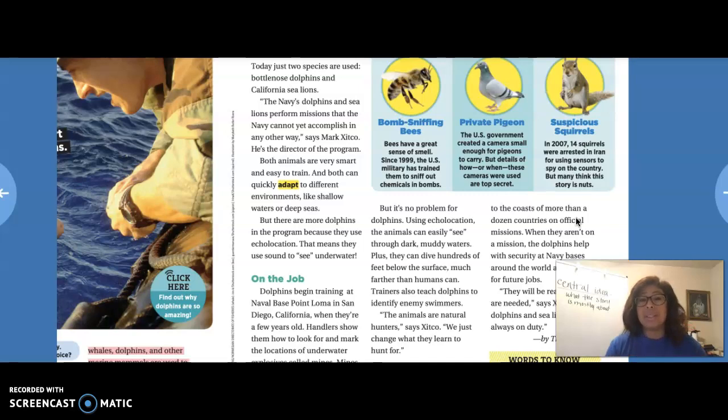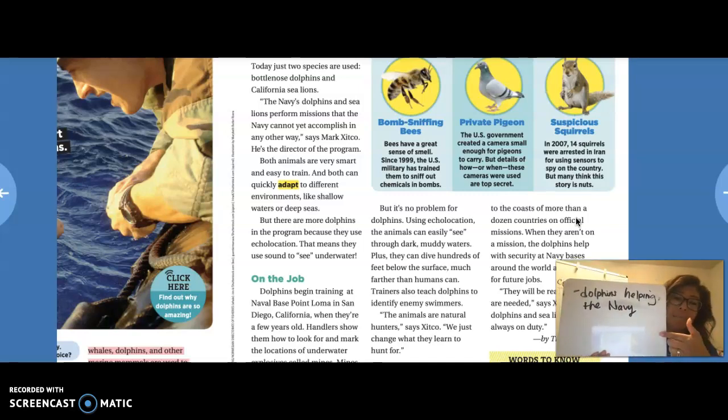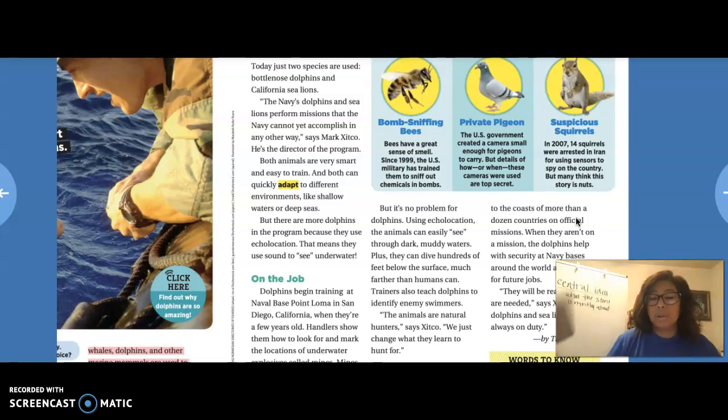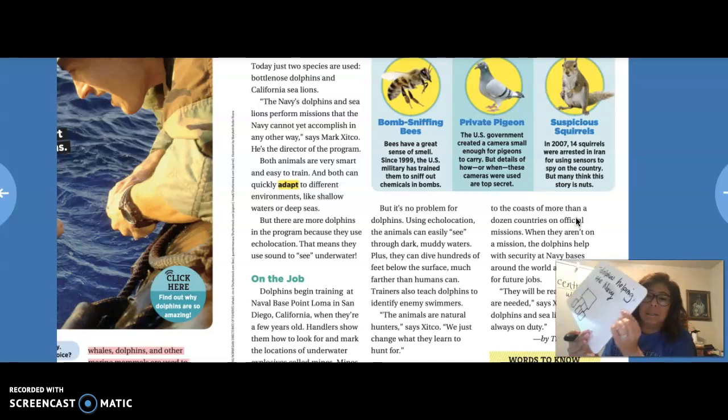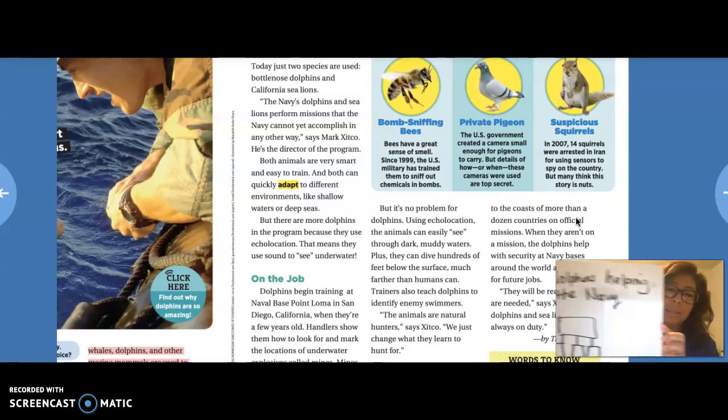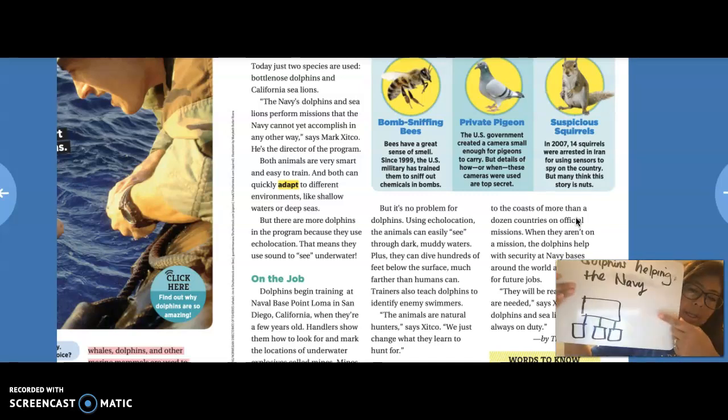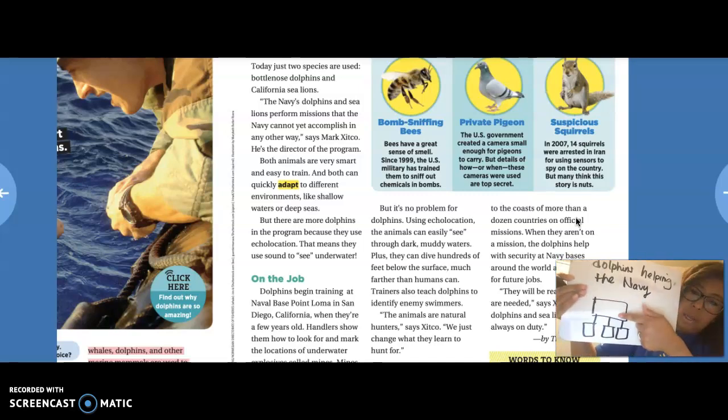Tomorrow we're going to go into the supporting details. So there's going to be certain things in our story that explain, that's evidence that shows that dolphins are helping the Navy. Those are my supporting details. So in your graphic organizer that you have attached to your lesson, right now we're in the main idea, which is here. Sorry, this is the main idea right here. And tomorrow we'll go into the supporting details that support the main idea.